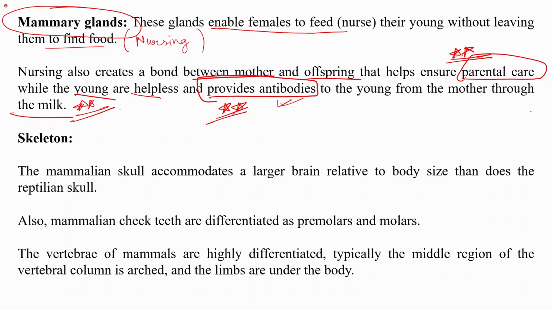The next is the skeleton. The mammalian skull accommodates a larger brain relative to the body size than does the reptilian skull. Also, mammalian cheek teeth are differentiated as premolars and molars. The vertebrae of mammals are highly differentiated. Typically, the middle region of the vertebral column is arched, and the limbs are under the body. So these are some of the characteristics of the vertebrates specifically.